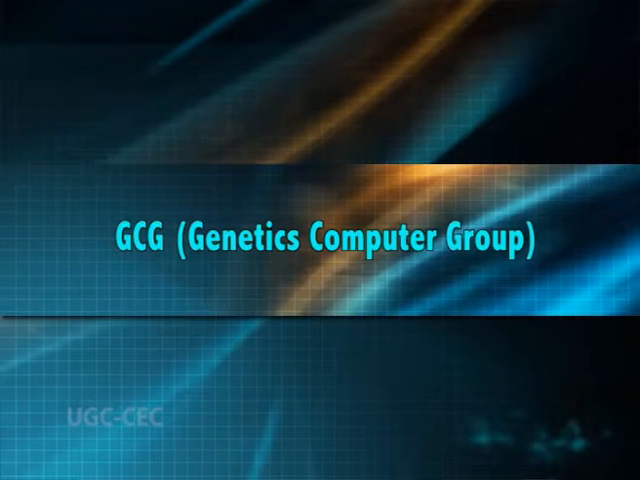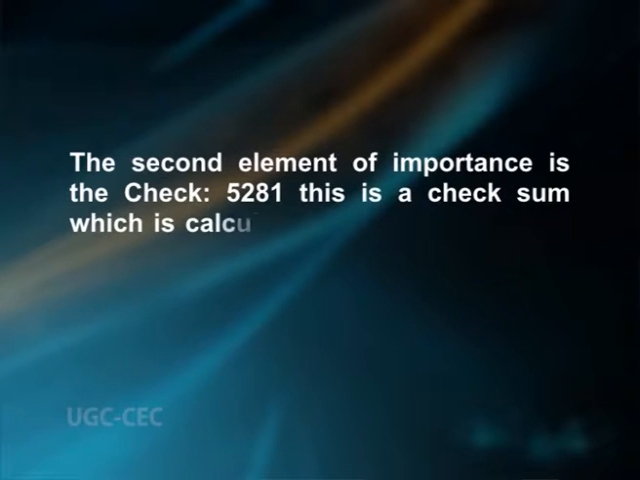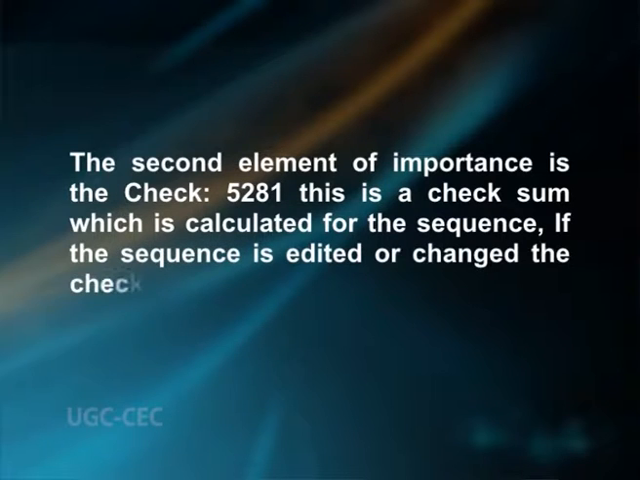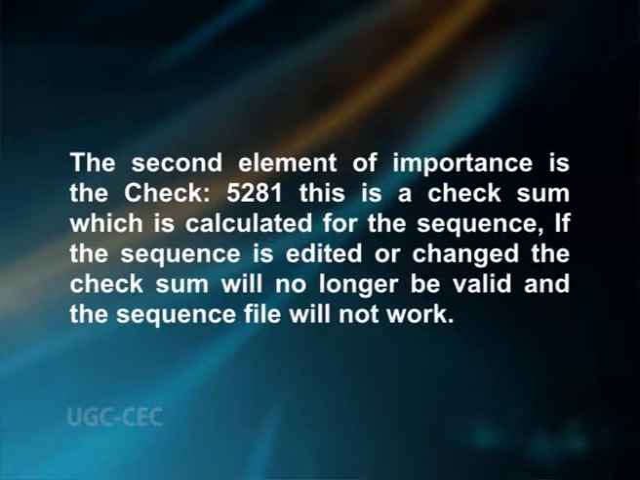GCG, or Genetic Computer Group format, is used by the GCG suite of programs. It does look quite simple, but has two important features: the double dot, which delimits the annotation from the sequence, that is, anything after the double dot that is not numbers is understood to be sequence. The second element of importance is the check 5281. This is a checksum which is calculated for the sequence. If the sequence is edited or changed, the checksum will no longer be valid and the sequence file will not work. Here is an example of the GCG format file.